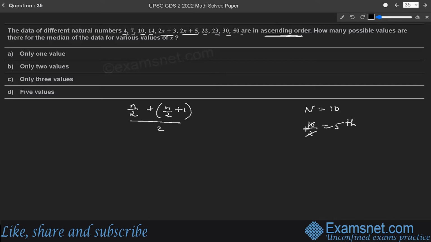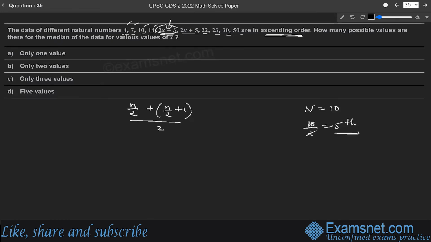Here we are talking about terms, not the numbers. We are talking about the 5th term. So let us see which is the 5th term: 1, 2, 3, 4. This is the 5th term, which is 2x plus 3. So 2x plus 3 plus the n by 2 plus 1 term. N by 2 is 5th, 5th plus 1 is the 6th term. So the 6th term is 2x plus 5, so it is 2x plus 5 upon 2. I hope it is clear to you.